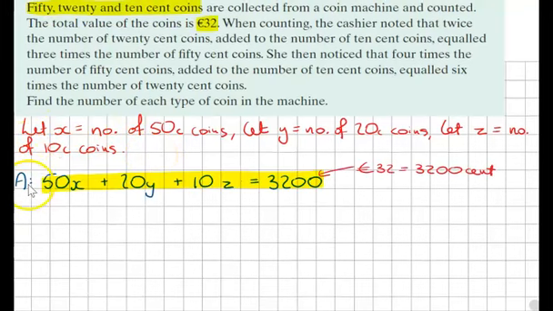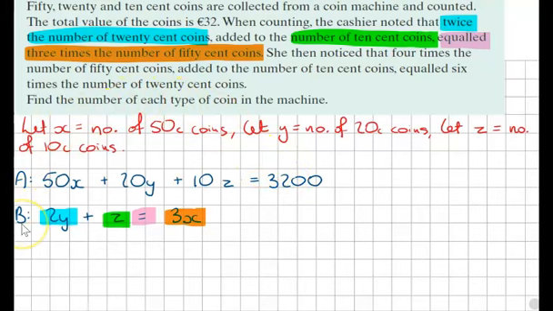So we're going to set up an equation. I'm going to call it equation A. 50x plus 20y plus 10z is equal to 3,200. I'm getting that from the very first sentence, where we're told that 50, 20 and 10-cent coins are collected from a coin machine and counted. The total value of the coins is €32. Now I've changed €32 to 3,200 cent because we're dealing in cent. So we have 50-cent coins, 20-cent coins and 10-cent coins, so I had to change the €32 to 3,200.